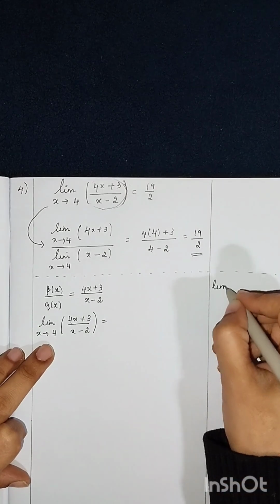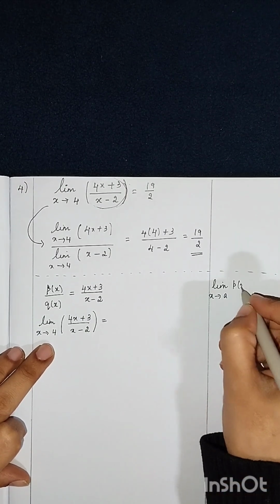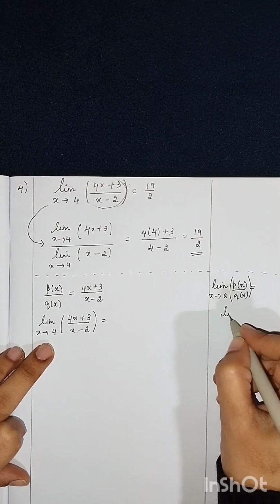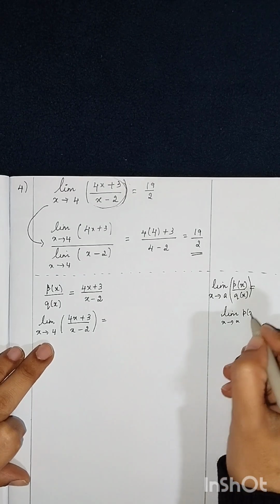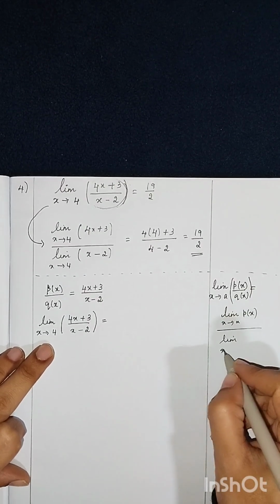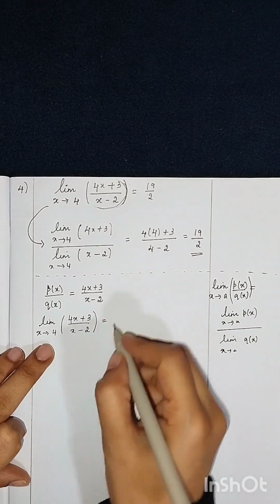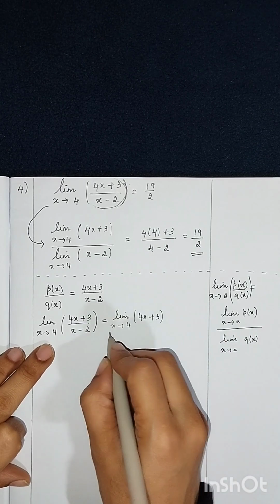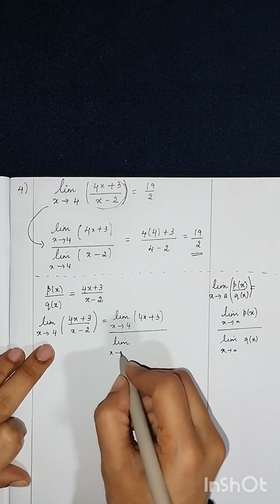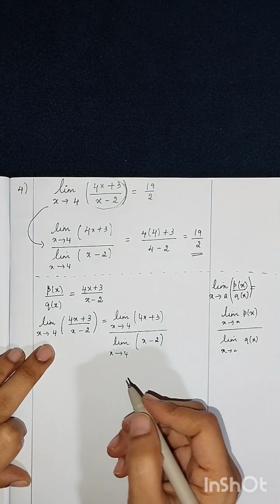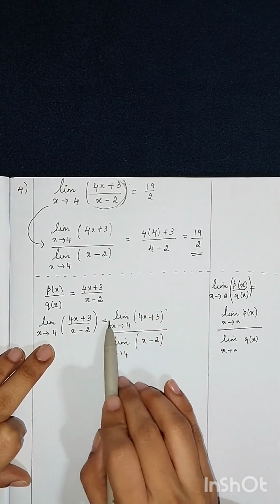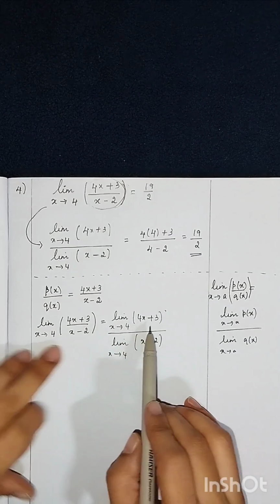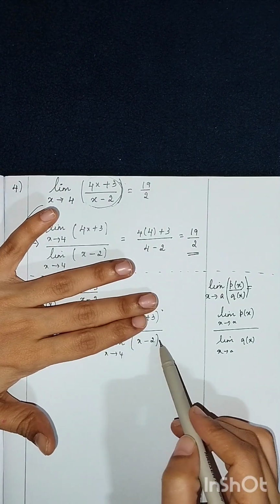So we have limit x approaches a, p of x by q of x. It is a general form. When you have a rational function of this form, you will write limit x tends to a of p of x, divided by limit x tends to a of q of x. So how can we write it here? Limit x tends to 4 of 4x plus 3, divided by limit x tends to 4 of x minus 2. Now the concept is the same as what we studied in questions number 1 and 2. This is a polynomial function and this is a polynomial function, right?